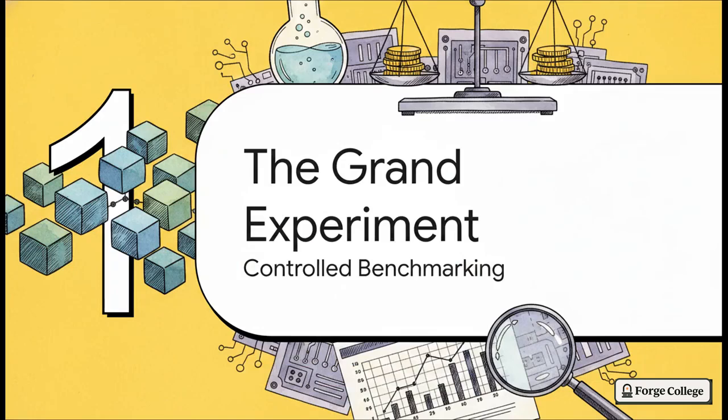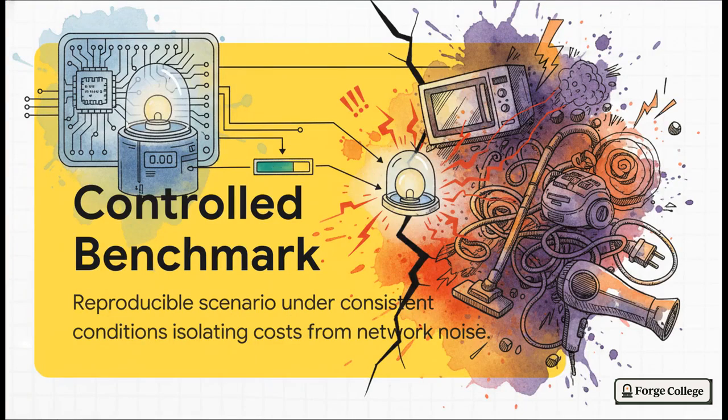Okay, let's dive into part 1, the grand blockchain experiment. When we talk about benchmarking blockchain performance, especially when real money and heavy computational resources are on the line, we literally cannot rely on guesses. We need absolute laboratory-level strictness. So our definition of a controlled benchmark is all about creating a reproducible scenario where we run identical operations under perfectly consistent conditions. Why? Well, to isolate the execution costs from external network noise.